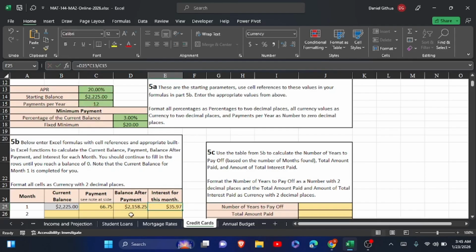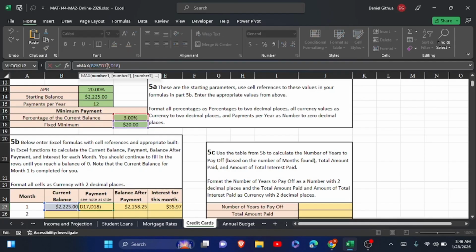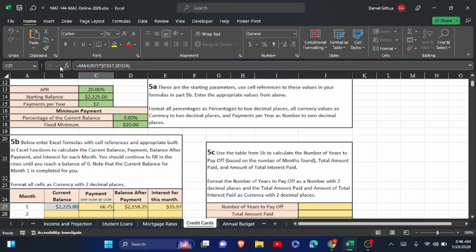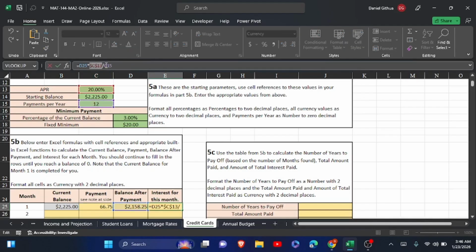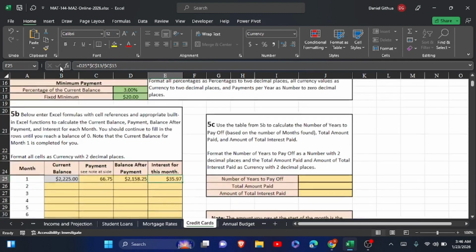The next part is to fix this formula. In payment we have to fix cell D17 by pressing F4, and D18 by pressing F4, enter. For balance after payment, there's nothing to hold constant, but for interest for this month, you have to hold the C13, press F4, and C15, press F4. This allows us to easily copy the values downwards without any problem.